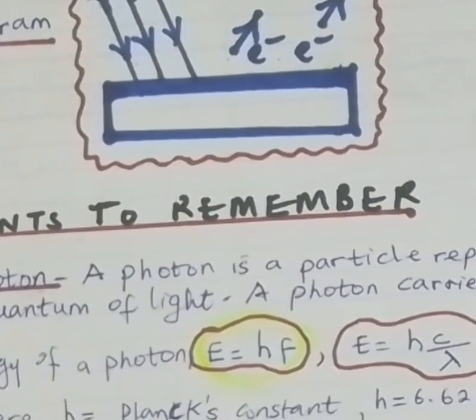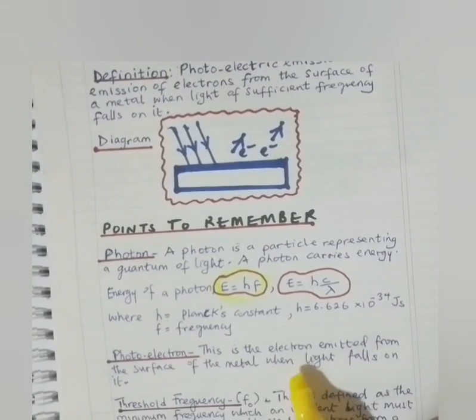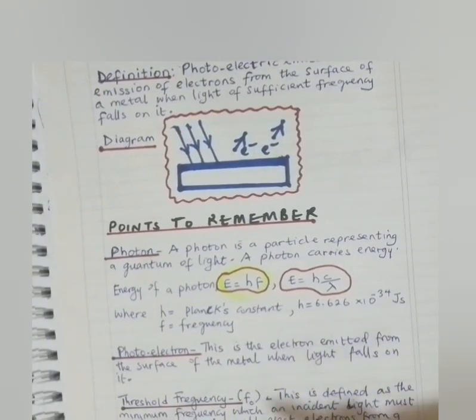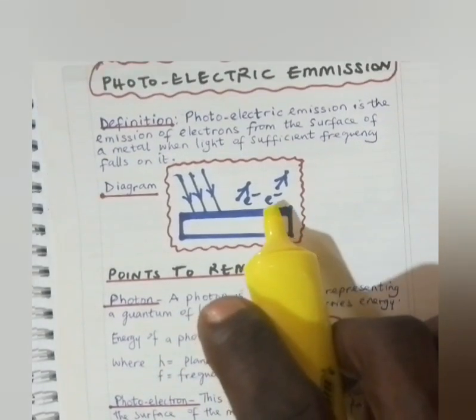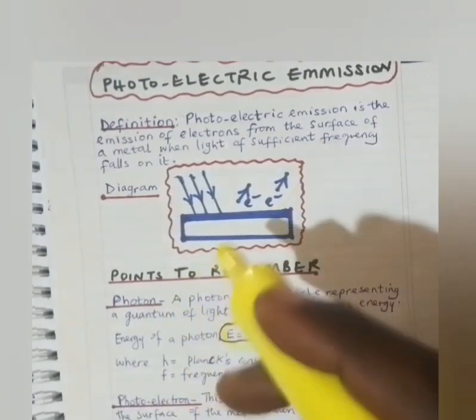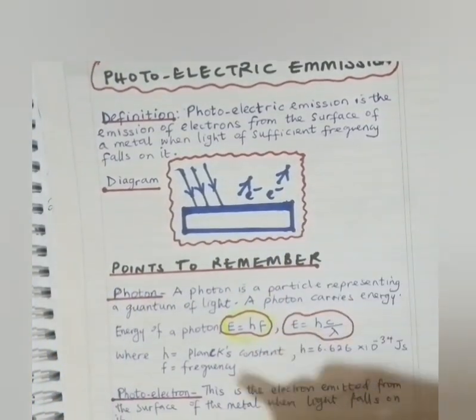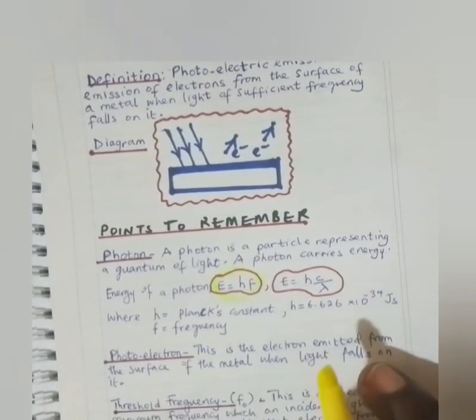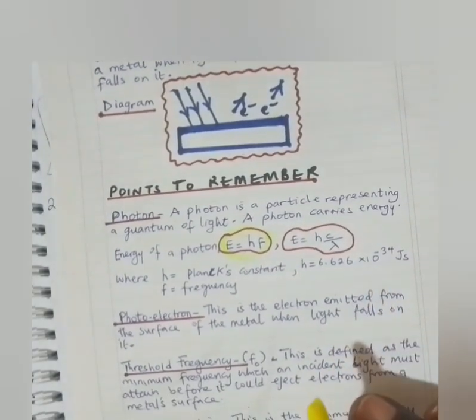So a photoelectron is just an electron that has been ejected from the surface of a metal when light is incident on it. And this electron has the ability to move around, based on the kinetic energy that it possesses. So it can jump around. Then let's move to the threshold frequency.